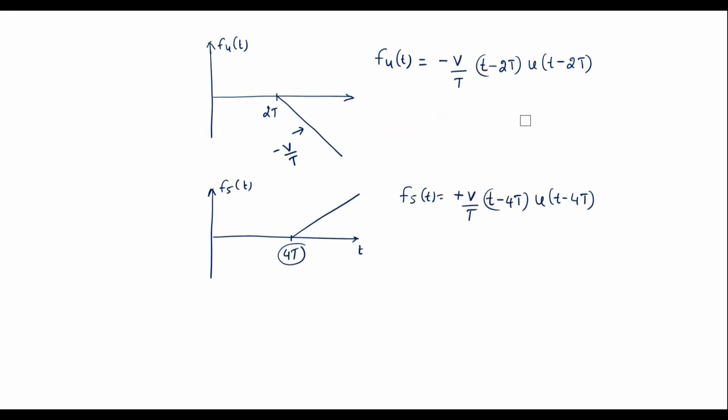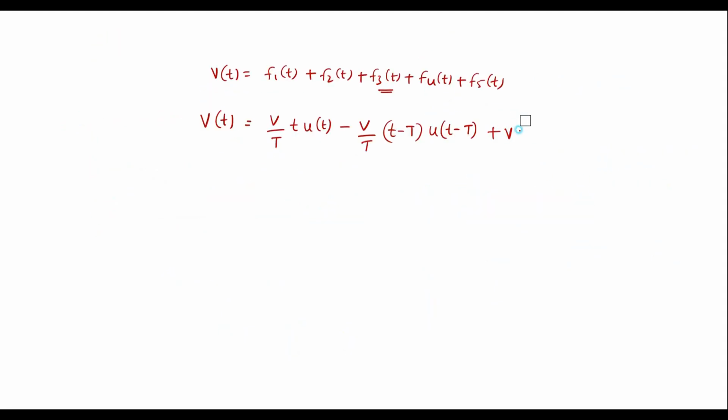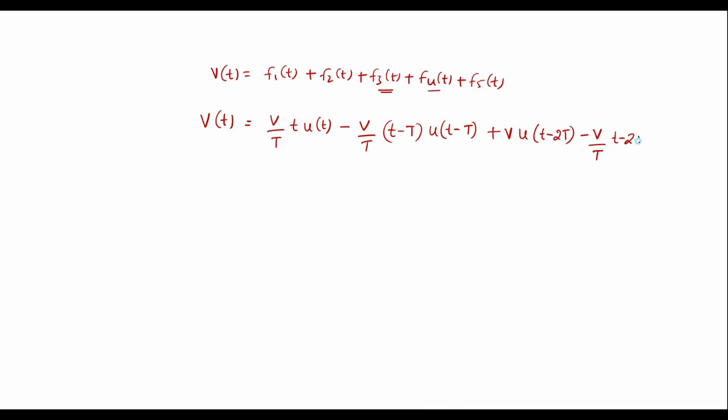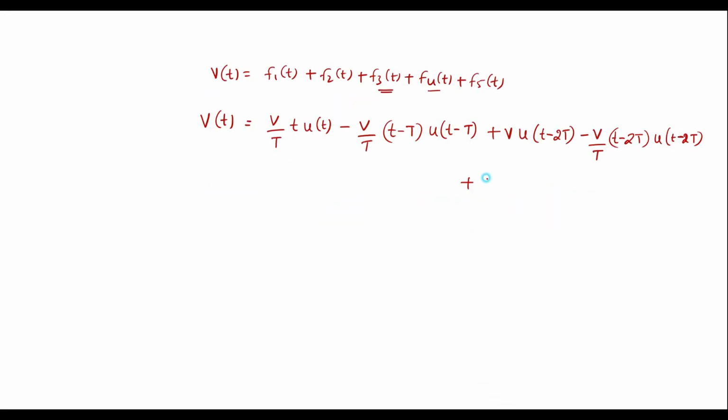Next one is f3(t), which is V u(t minus 2T). Next one is f4(t), which is minus V by T, (t minus 2T) u(t minus 2T). Finally we have f5(t), that is plus V by T, (t minus 4T) u(t minus 4T).